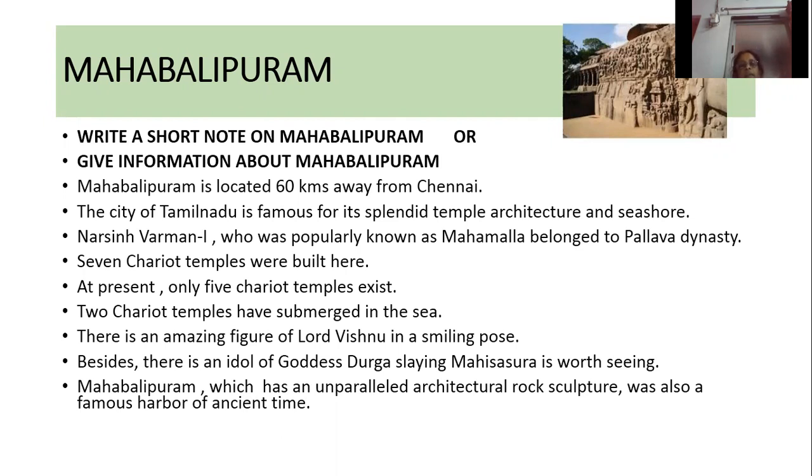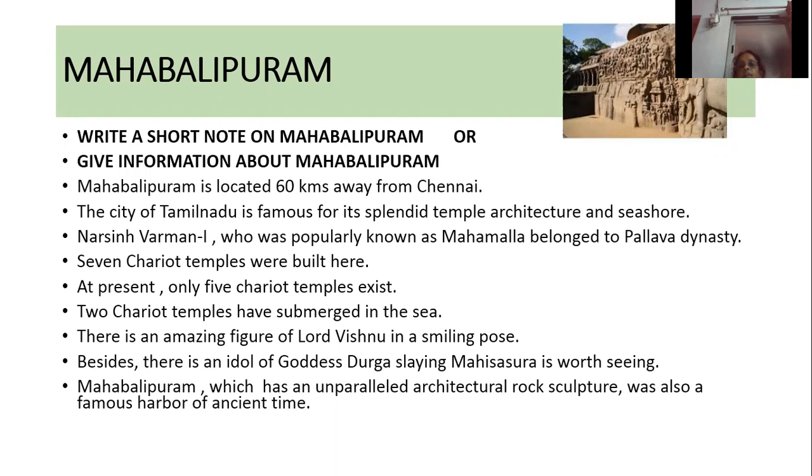The next one is Mahabalipuram. Mahabalipuram is situated on the shore of the Bay of Bengal, 60 kilometers away from Chennai. And Tamil Nadu is famous for its splendid architecture and seashore. This temple is on the shore of the Bay of Bengal. That is why it is known as the shore temple. Who built this? Narasimha Varman the first.